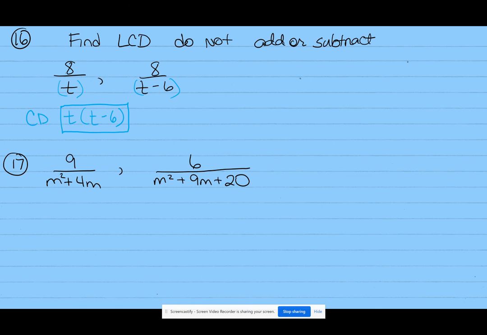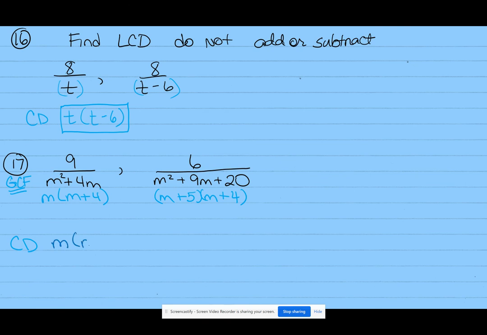17, I do need to factor these. I would have factored 16 if they could have factored, but they didn't. So I'm going to factor the 17. That's a GCF. Remember, this is the one that everybody struggles with. We saw a situation like this in number 12, and I said everybody forgets this one. And then this trinomial we're going to factor, multiply to give me 20, add to give me 9: 5 and 4.